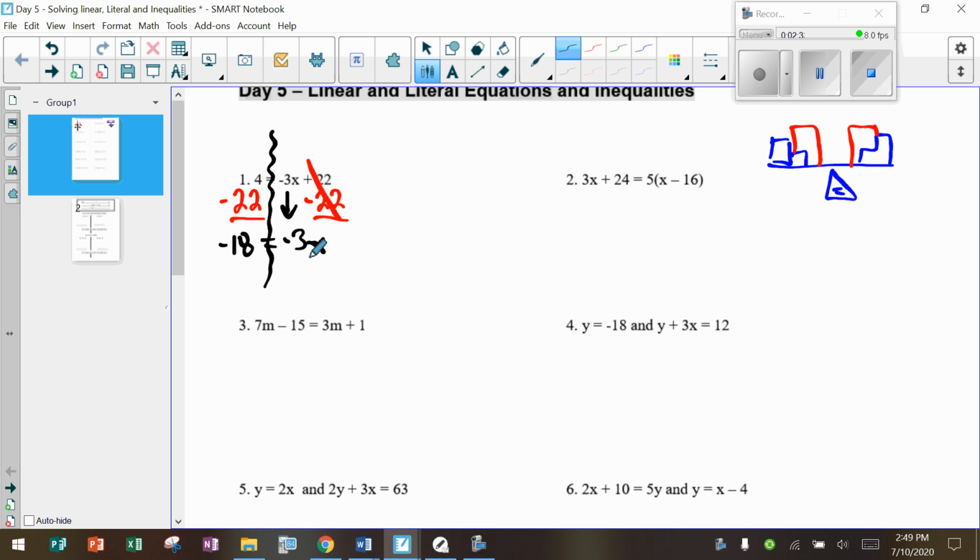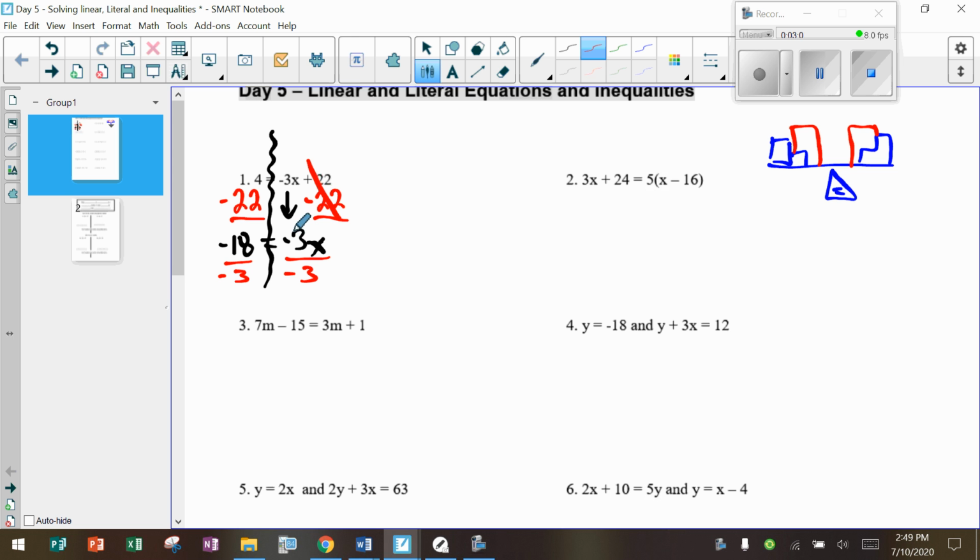The next piece, I need to get the x alone, so I have to pull the negative 3 away from the x. To separate those two, I have to use the opposite operation. Just like the plus 22 needed a negative 22 so that it would cancel, here this is negative 3 times x, and the opposite of multiplication would be to divide. So I'm going to divide by the negative 3 on both sides in order to keep it balanced.